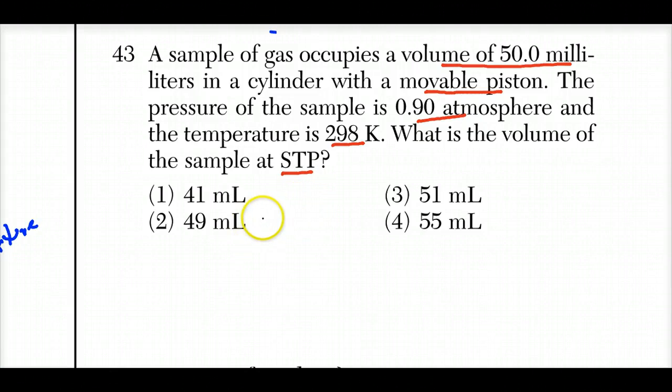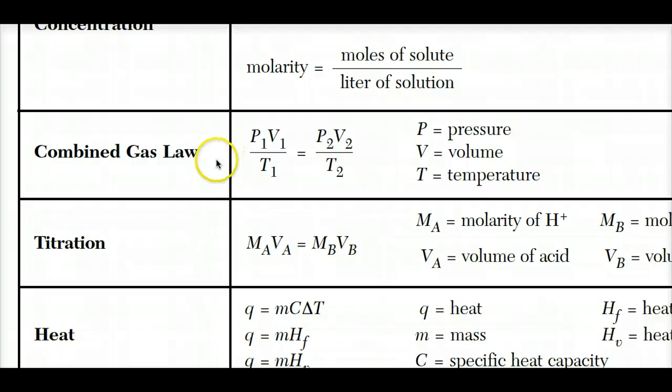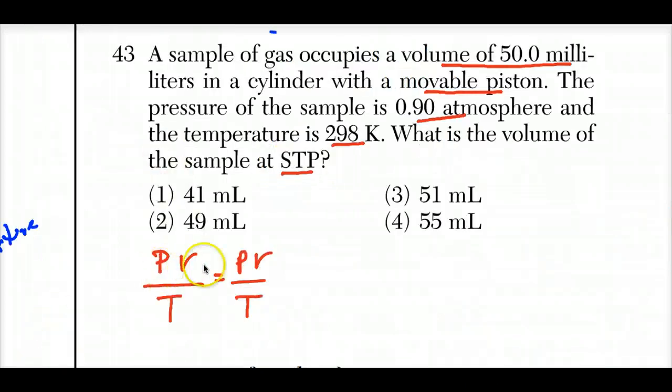So let's go to the reference table, table S, to remind us what formula we need to use. So this is the combined gas law formula. PV over T equals PV over T. This is 1s and 2s. I like to think of this as the current scenario. This is the future. Okay, so let's use that for this problem. All right, so PV over T equals PV over T. This is my current scenario, and this is my future. So let's put this together.